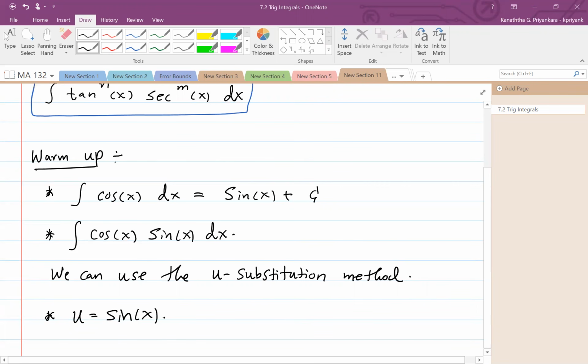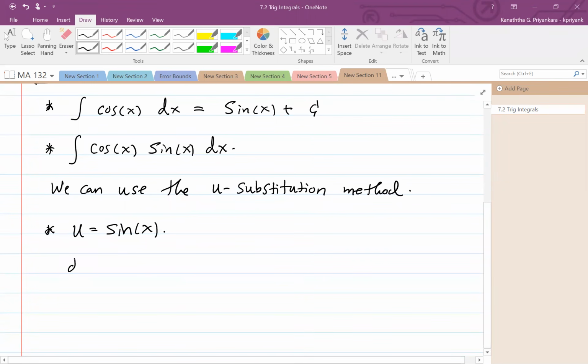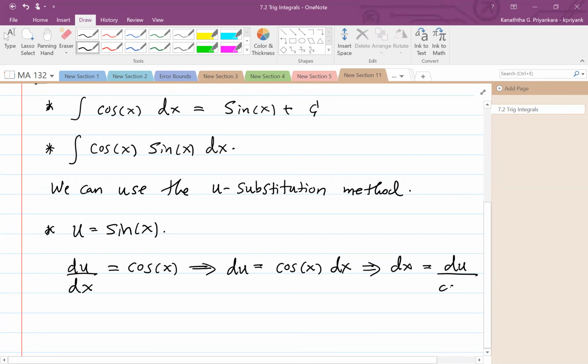Once you have that, you can take the derivative with respect to x. So du over dx is the derivative of sine, which is cosine x. We can solve this for du. So du is cosine x dx, and then we can solve for dx. I'm going to divide both sides by cosine x. So we get du over cosine x. That is dx.